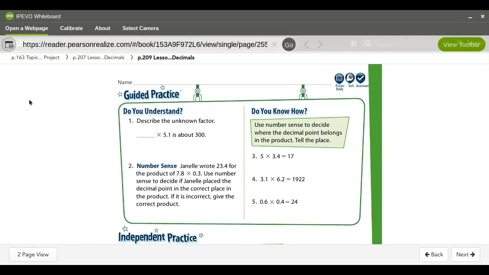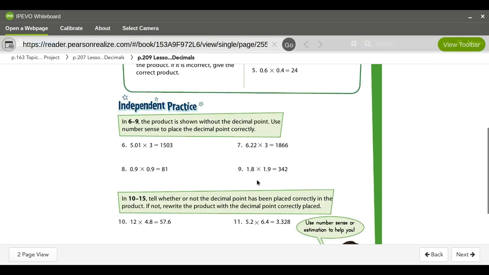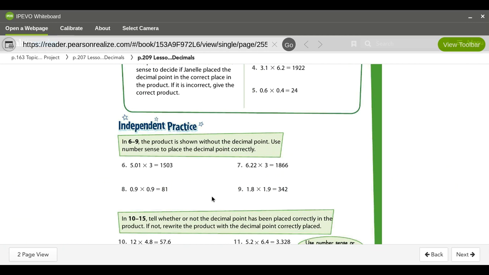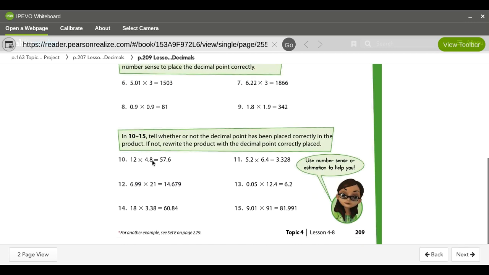So what you're going to do with your independent practice, 6 through 9, is going to be just like what I did for 3, 4, and 5. You're going to tell me where to place the decimal. Don't just place it. Tell me where I'm going to put it. And then 10 through 15, you're going to tell me whether or not the decimal is placed in the correct spot. If it is placed in the correct spot, then you write correct. If it's not, then you need to fix it and put the decimal in the right spot. So let's go ahead and do number 10 and show you what that's going to look like.